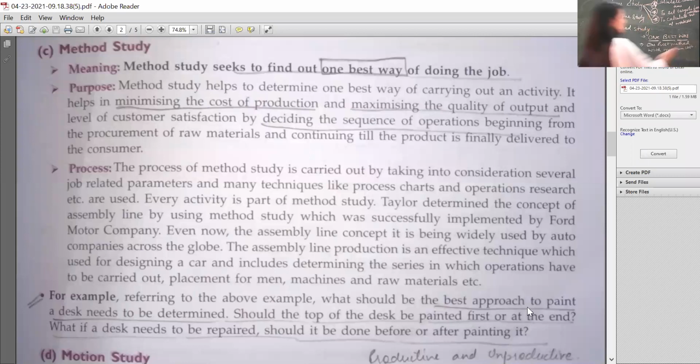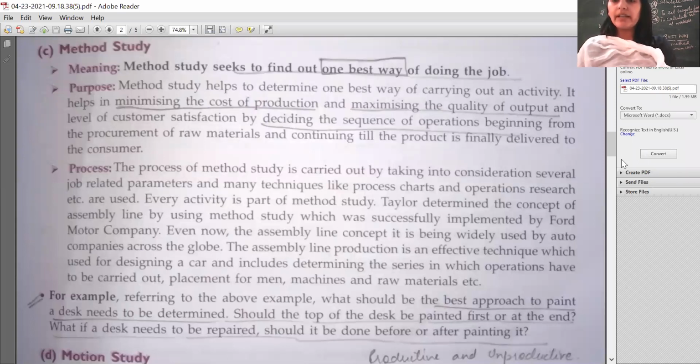So in this way also the question can come. Case study में this line can be there. One best method with minimum cost is being selected and implemented. It means method study की बात होगी. One best way of doing a work, again method study की बात होगी. Clear है बेटे? I hope it is very much clear to you.